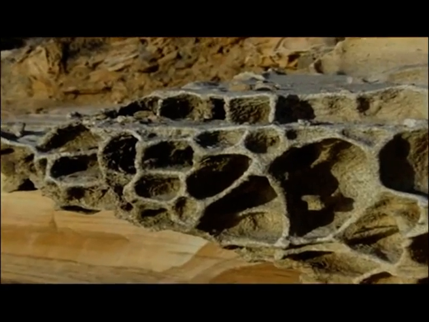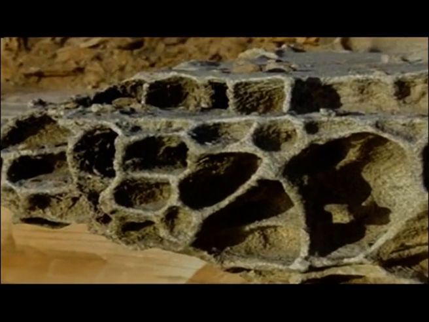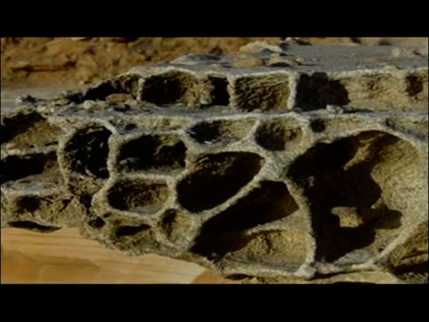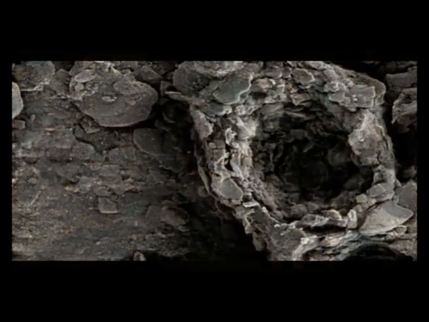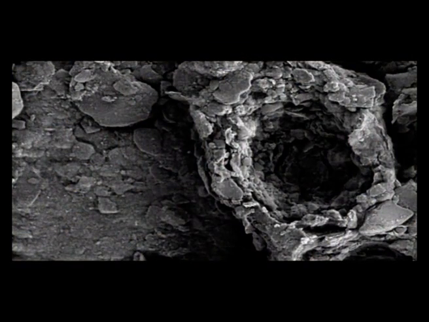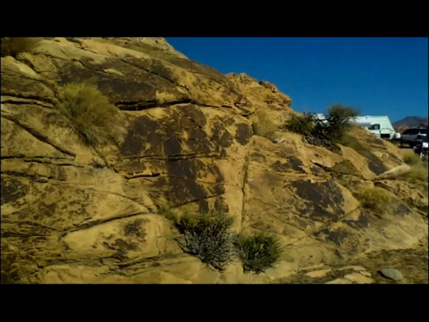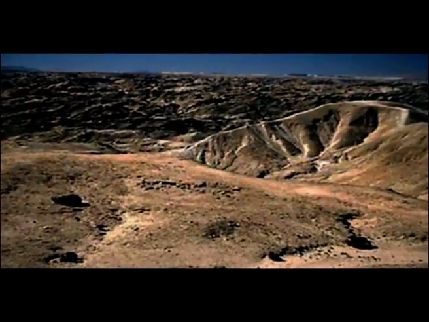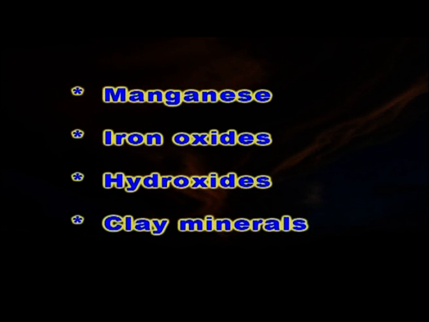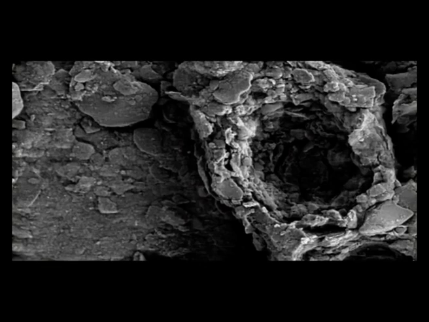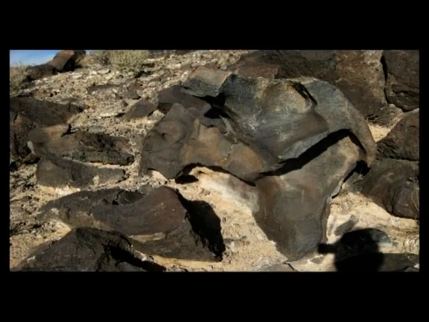The rock mantle existing in desert pavements protects the underlying material from deflation. A dark shiny stain called desert varnish or rock varnish is often found on the surface of some desert rocks that have been exposed at the surface for a longer period of time. Manganese, iron oxides, hydroxides and clay minerals form most desert varnishes and provide the shine.